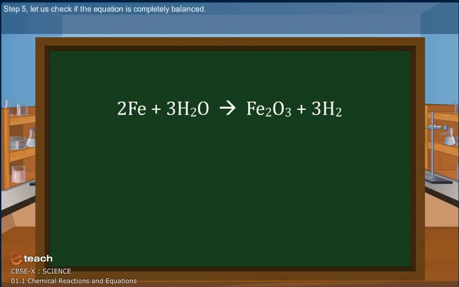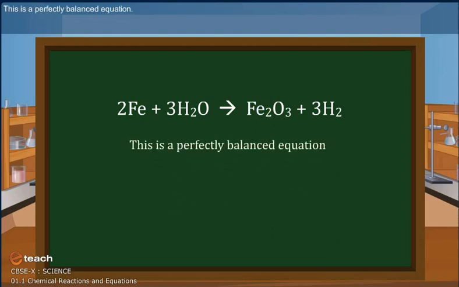Step 5. Let us check if the equation is completely balanced. Number of oxygen atoms on the left-hand side is 3. Number of oxygen atoms on the right-hand side is 3. Number of hydrogen atoms on the left-hand side is 6. Number of hydrogen atoms on the right-hand side is 6. Number of iron atoms on the left-hand side is 2. Number of iron atoms on the right-hand side is 2. This is a perfectly balanced equation.